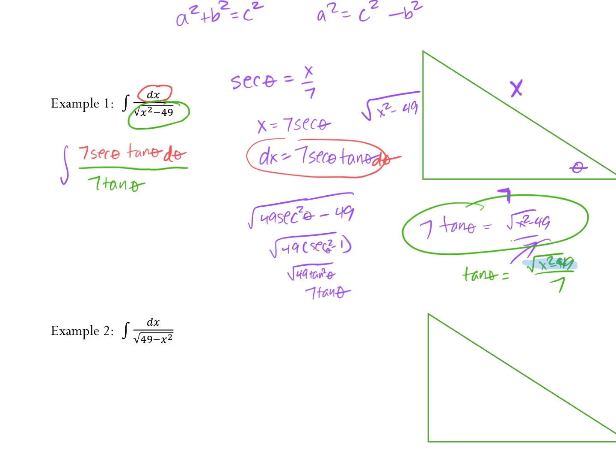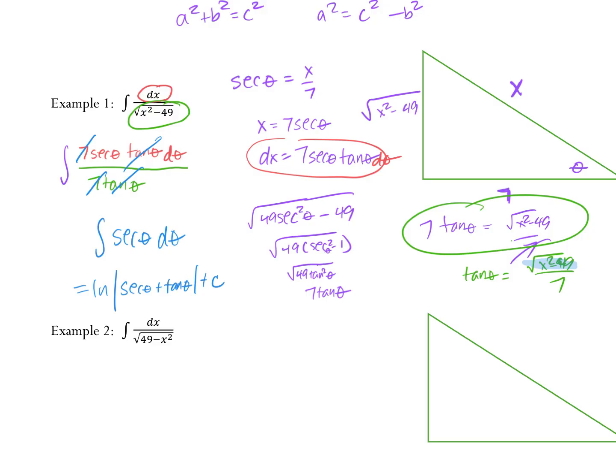Now, you guys, what do I do from here? If I gave you just this, is there something you might want to do to make this start to look a little bit better? Name one thing. 7 over 7 cancels. Tan theta over tan theta cancels. So now I'm integrating secant theta d theta, which is one of our integration rules we should know, though I'm certain we probably will be studying this one. It is ln of secant theta plus tan theta plus c.